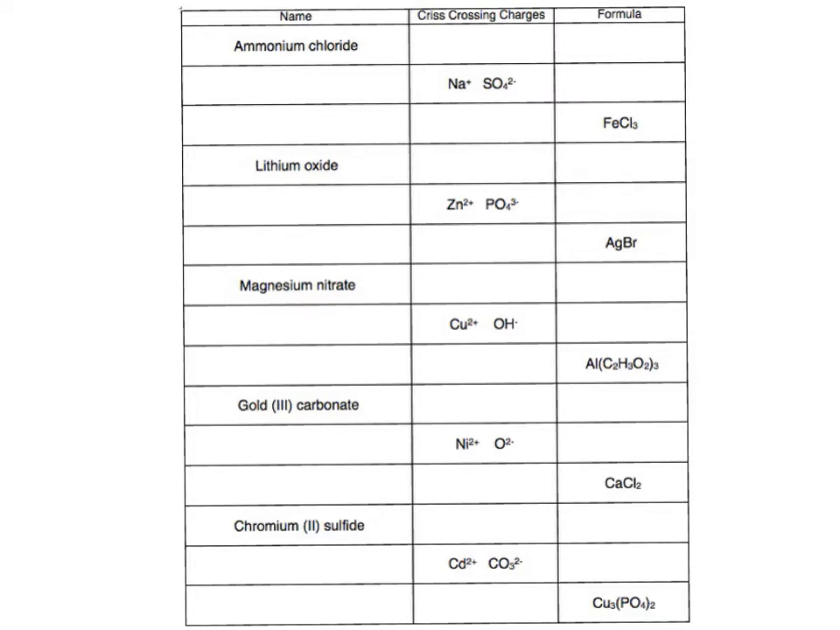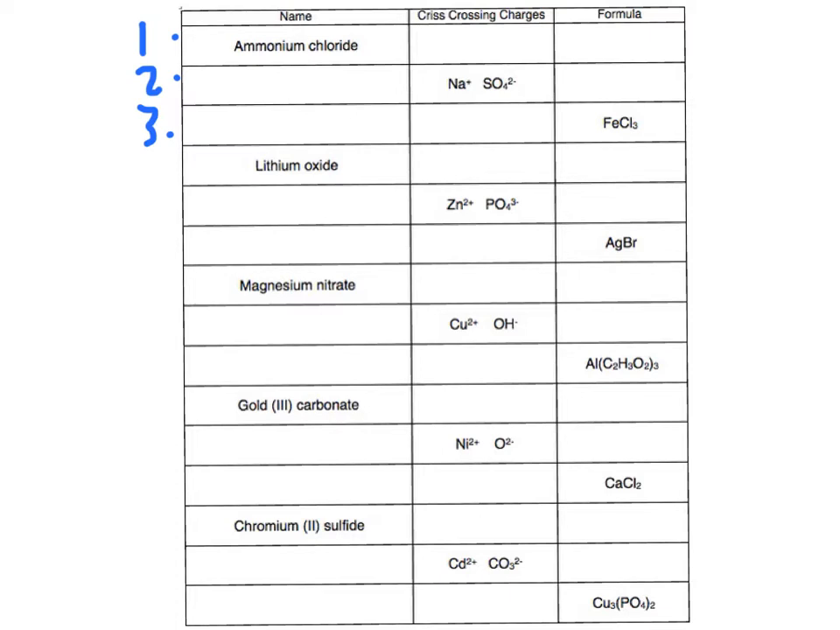On the left column, I have the name. In the middle column, I have crisscrossing of charges. And on the far right, I have the formula, the actual final correct chemical formula for each substance. So I'm going to do the first 3, so 1, 2, and 3. You'll do the other 12 on your own. But if you have questions, hopefully these first 3 will include enough of the information that you'll be able to follow along.